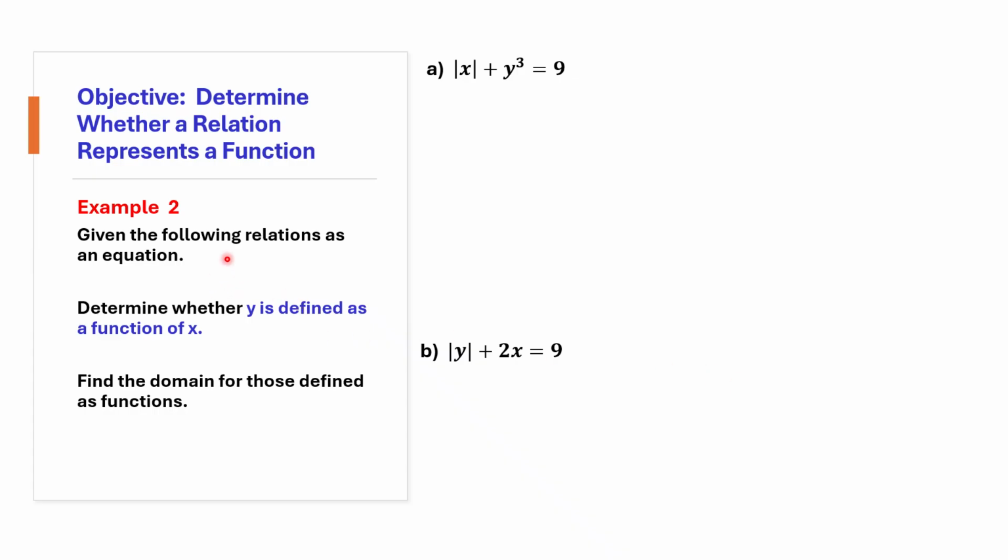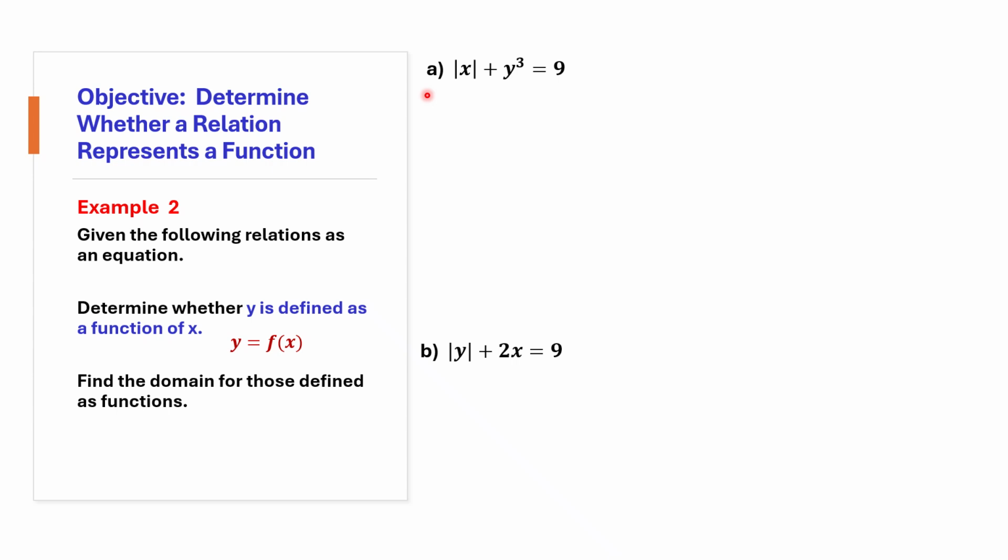In this example, given the following relations as an equation, we will determine whether y is defined as a function of x. Then, we will find the domain for those defined as functions. When we say y is defined as a function of x, we can write that f of x is equal to y. It means x is the input and y is the output.